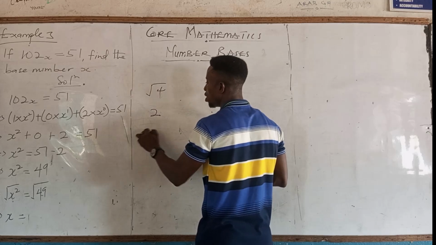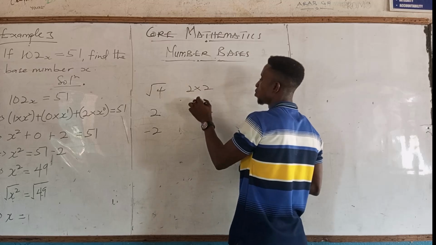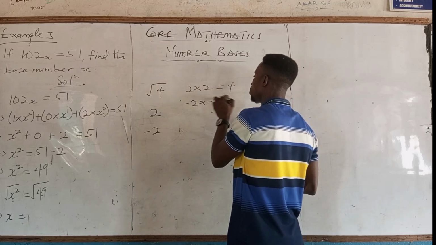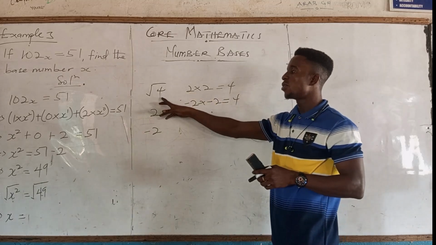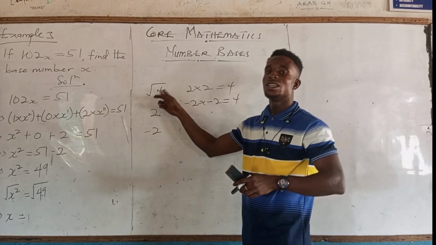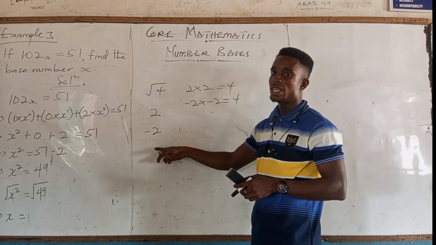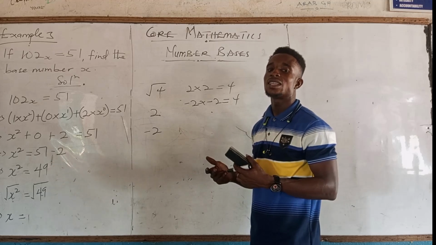So having this, a number that will multiply itself to get 4 is what? 2 or negative 2. Because 2 times 2 will get us 4. And also negative 2 times negative 2 will also get us 4. So whenever we find the square root of a number, the number that multiplies itself to get it is positive or negative of the number. Are we getting that? It's not only 2, but negative 2 also gets us the same thing.